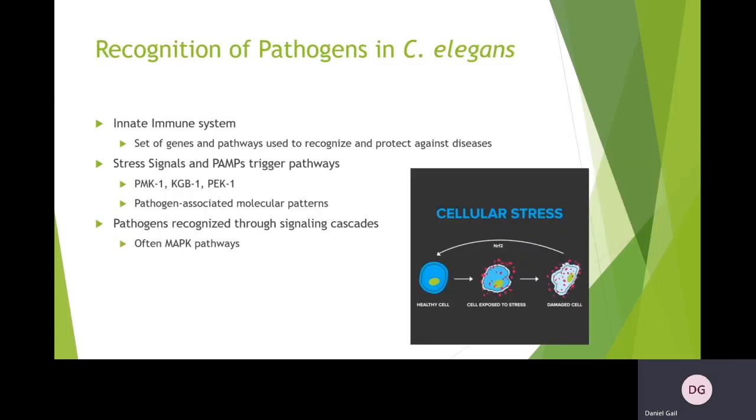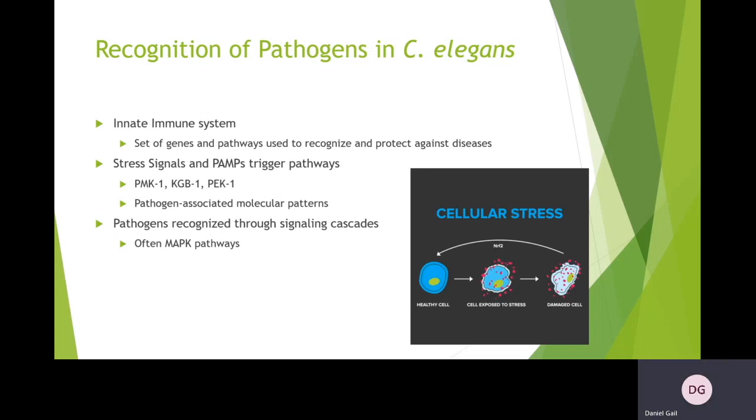When introduced to a pathogen, C. elegans only has this one type of response that is based on set genes and pathways to both recognize and protect against diseases. When ingested, pathogens often create damage within a cell, which creates cellular stress and can leave behind pathogen-associated molecular patterns, or PAMPs. Certain genes can be activated in response to stress signals. The gene PMK1 is activated by phosphorylation due to wounding in the epidermis layer, while KGB1 is activated in response to heavy metal toxicity. Stress can come from anywhere, though. PK1 is activated by stress in the endoplasmic reticulum.